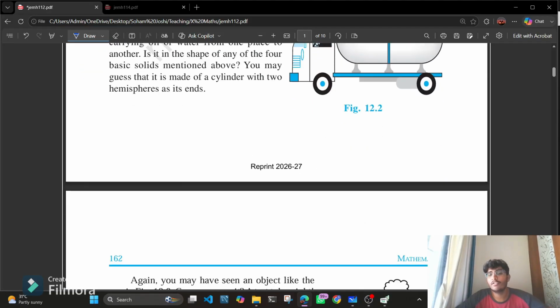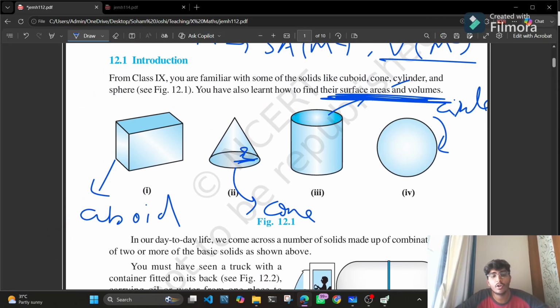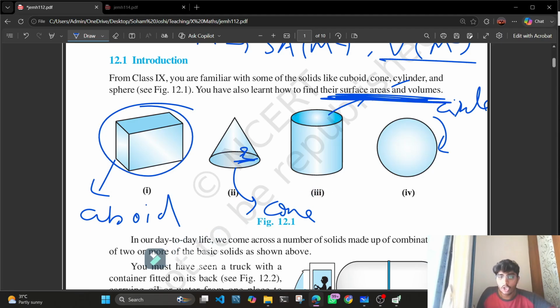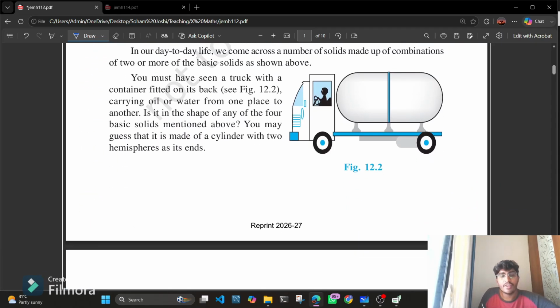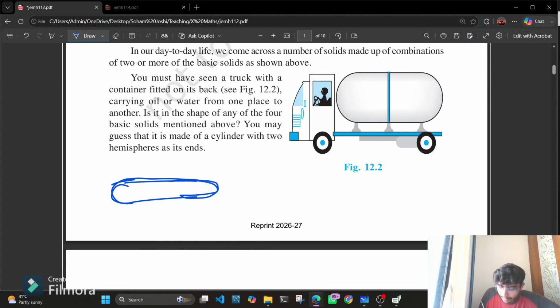In this chapter we need to learn how to calculate the surface areas and volumes for a combination of all of these figures, like a combination of cuboid and cone. You might have some figure like a medicine capsule. Its shape is like this, and that medicine capsule can be broken down into three figures.